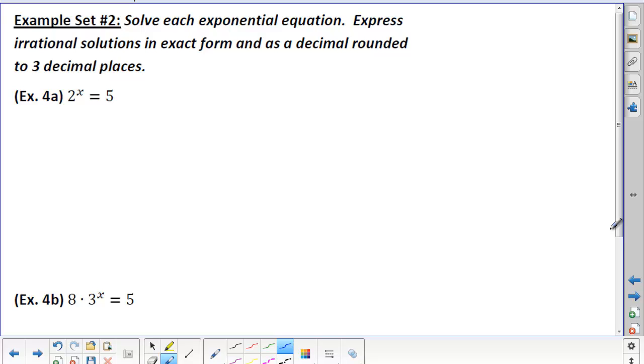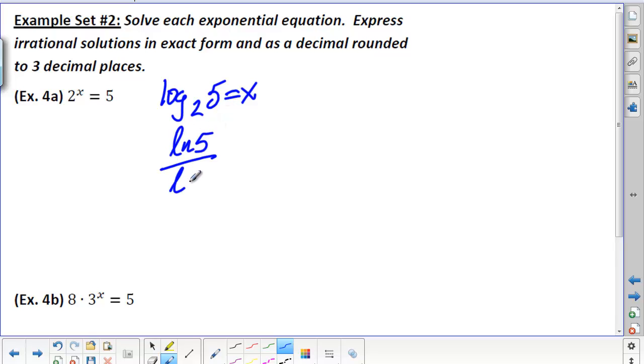Can't really work that out. But what we can do, we can go a couple different routes. We can rewrite it as a logarithm. It becomes log base 2 of 5 equals x. And then can't we say that this is natural log 5 over natural log 2, right? Change of base formula.